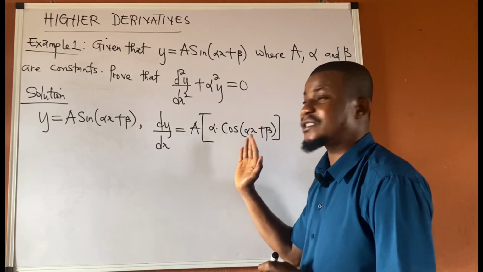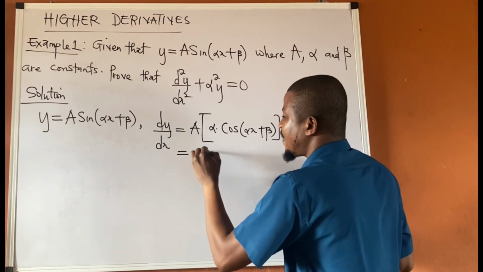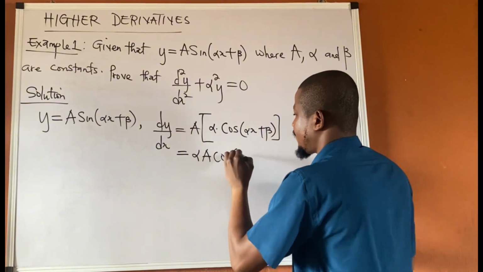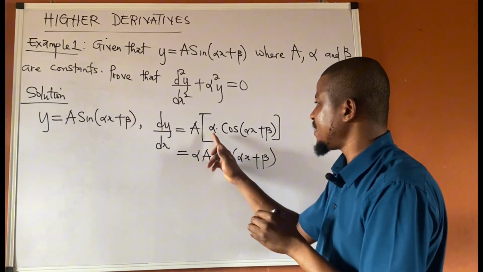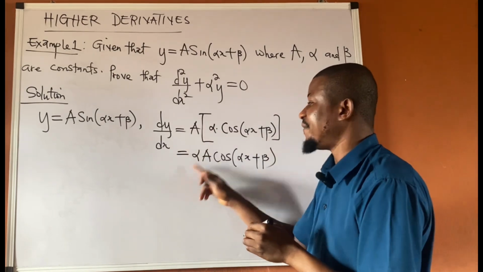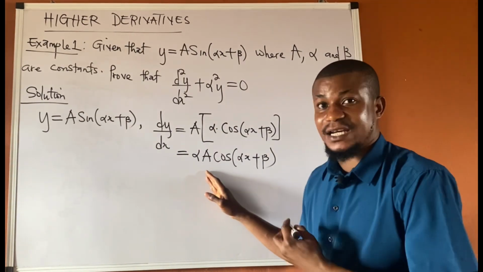And the next part is just to simplify this, and we are done with this derivative. So this gives us alpha a cos(alpha x plus beta). Now, I can keep this as a alpha or alpha a, either is fine. So this is our first derivative.